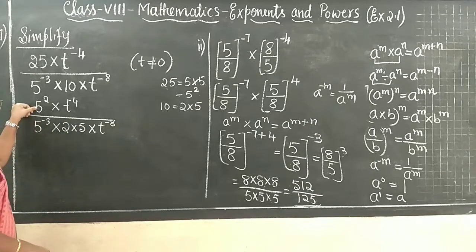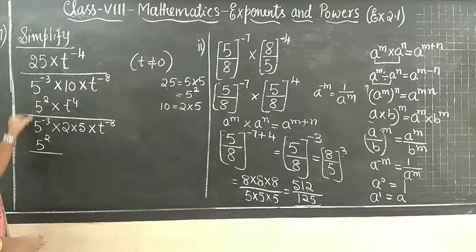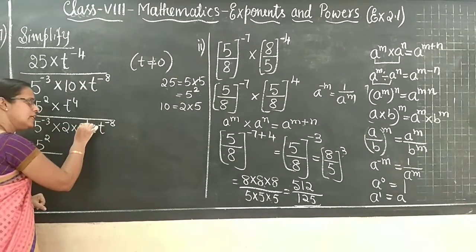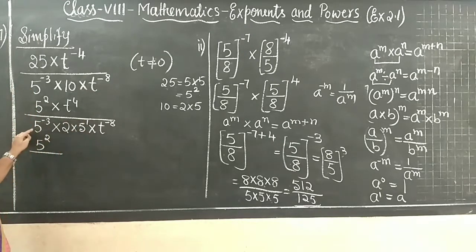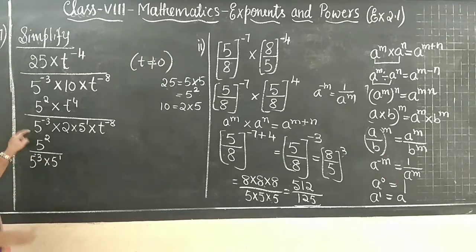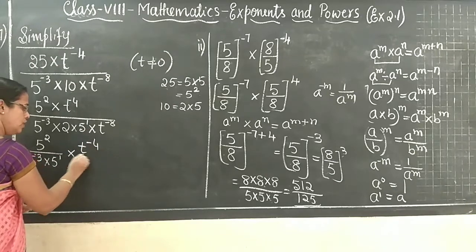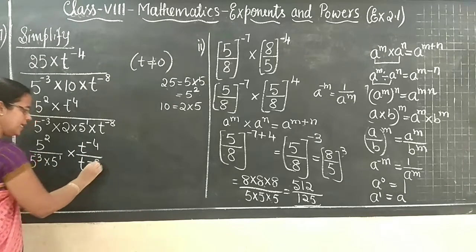Okay, children. So, I can write 5 to the power 2 times up. Here, 5 3 times. Into 5, how many times here? 1 time. Yes, when the bases are same, can you make out and write together? Into 5 to the power 1. Write together. So 5 square up, 5 minus 3 times into 5 to the power 1. Then t to the power minus 4 by t to the power minus 8.